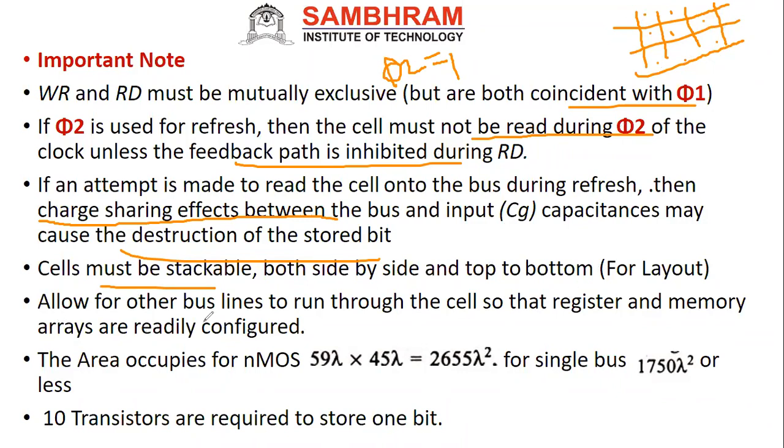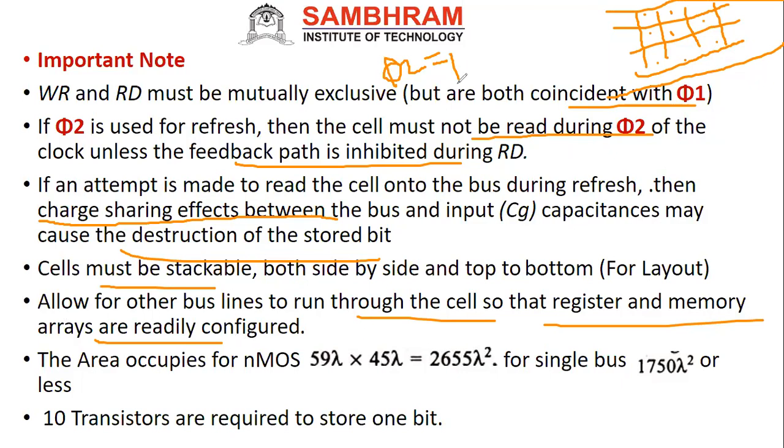So now allow other bus lines to run through the cells so that the register and memory arrays are readily configured. So your buses will run like this. Normally only one bus will run on the top, and only one bus will run in the bottom. So that is what we have to do for easy configuration.